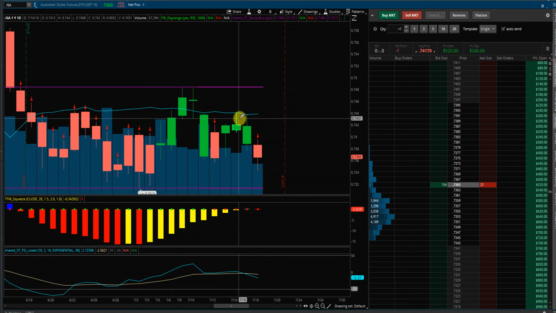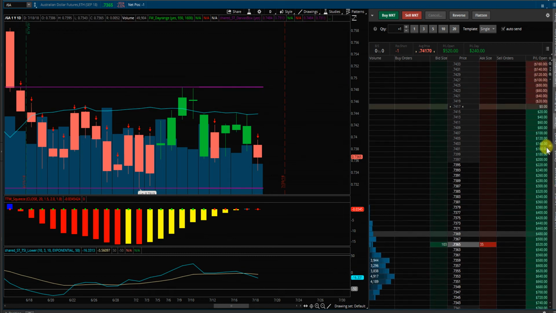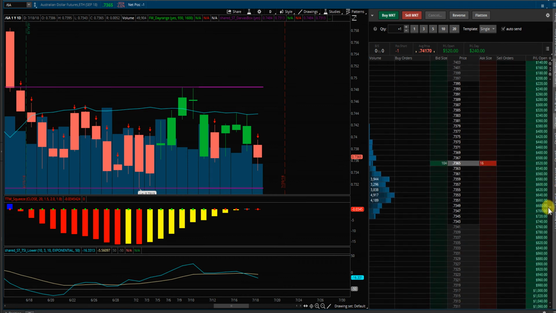So we're short the futures of Aussie at 74.17, one contract, and so far we've got $520 in the bank right now. We went as low as 73.43, which is $740.